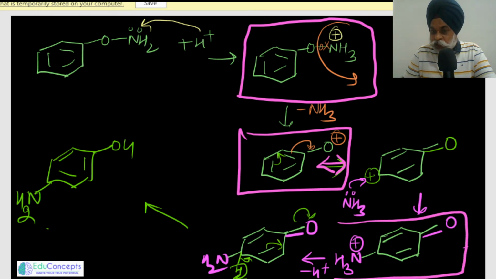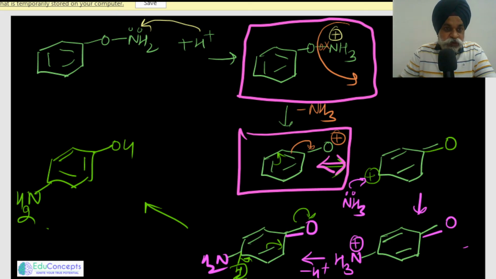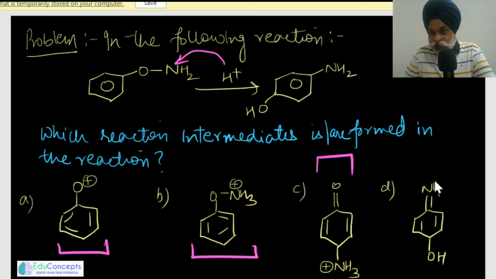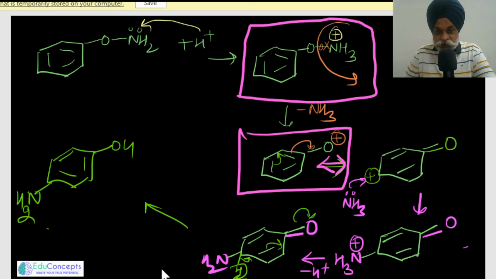So let us see what options they have given us. In this particular question, we get this being formed. This is the first point. The first attack has happened on this one. Then this ammonia went out to give you this one. And this also has been received. This also has been received. And we also get this one as the second last intermediate during this reaction. This is referring to this one.